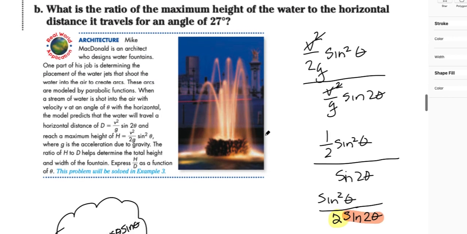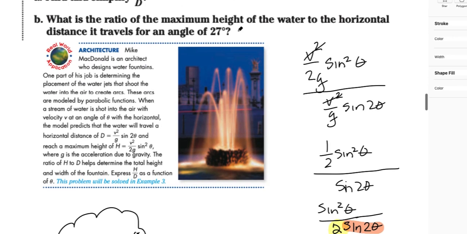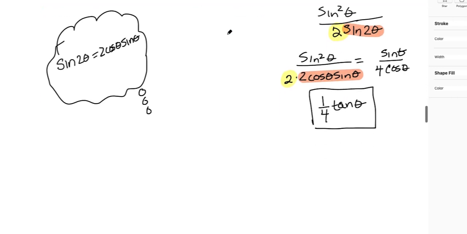So what we're required to do here is really just take this 27 and plug it right into our simplified ratio that we have here. So we're talking about 1/4 the tangent of 27 degrees, which approximately comes to 13 hundredths around there. That's the ratio that we get. All right, let's take a look at a few more.